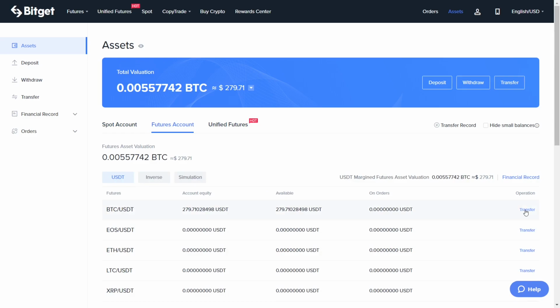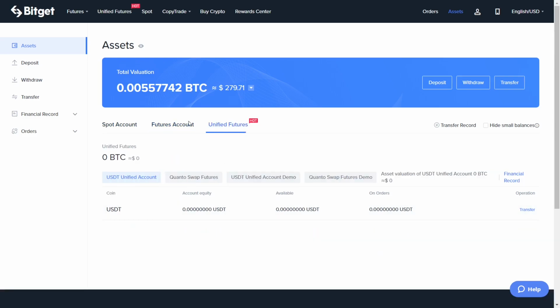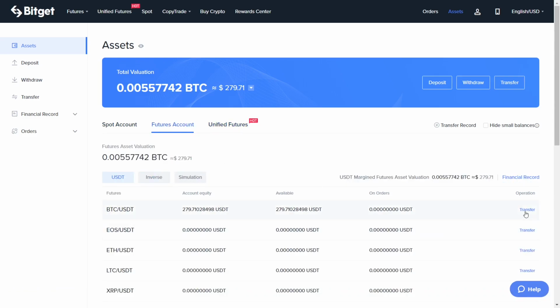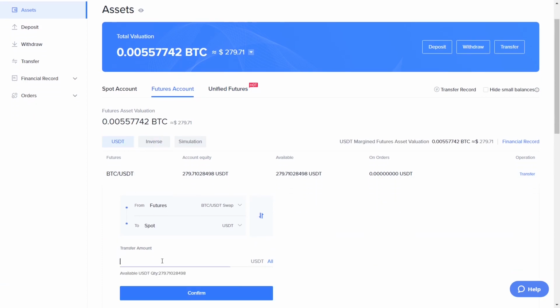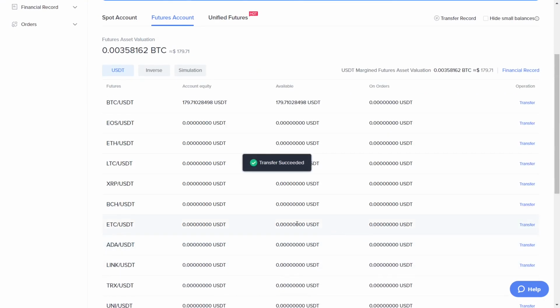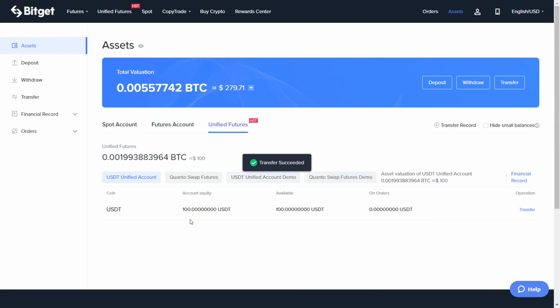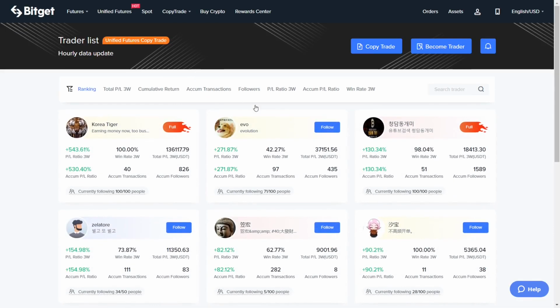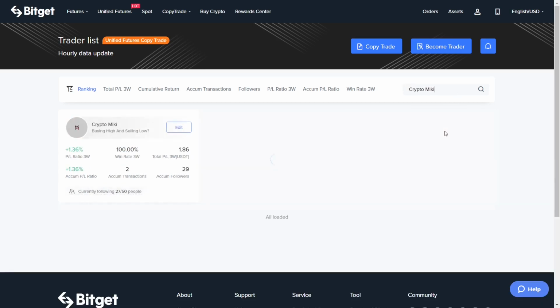So now I would transfer everything to unified futures, right? So we would go here. Let's say we're gonna transfer $100, 100 USDT from futures to USDT unified futures. Once we transfer it from there, that's perfect. Now we have 100 USDT in there. We would go to copy trade unified futures copy. Yeah, unified futures copy trade, and we would type in crypto Bitget.